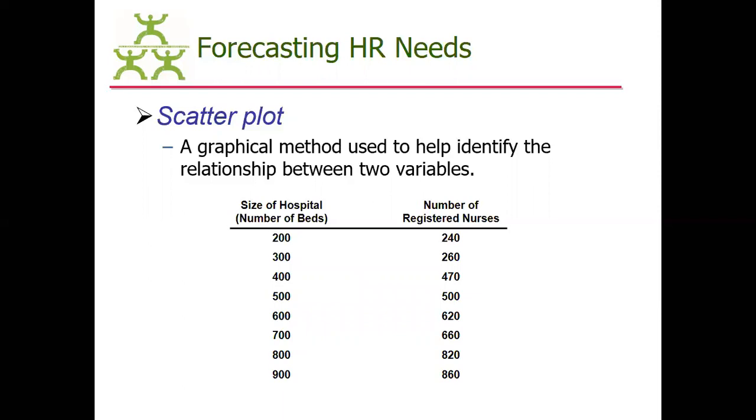Suppose a 500-bed hospital expects to expand to 1,200 beds over the next 5 years. The human resource director wants to forecast how many registered nurses they will need. She realizes she must determine the relationship between the size of hospitals in terms of number of beds and the number of nurses required. She calls 8 hospitals of various sizes and gets the following figures.